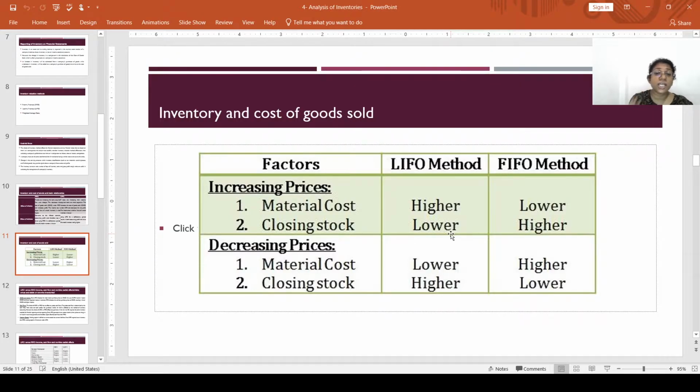Now, when there's a decrease in price, the material cost will be lower under the LIFO method. But what about the FIFO method? The purchasing cost is higher because of the decrease in price. Then the closing stock. In the LIFO method, we have the earlier stock, so this is higher and the current price is cheaper. As a result, closing stock is higher under the LIFO method. So in the FIFO method, because of the gradual decrease in price, our closing stock will be lower.